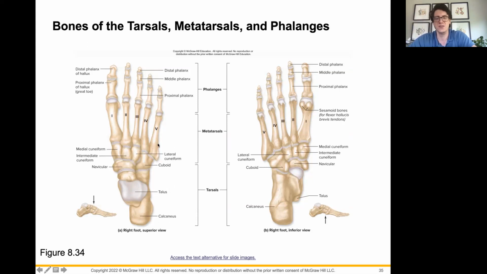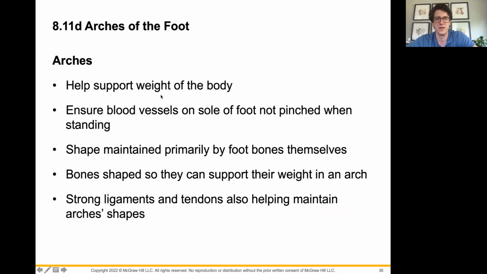Then we get into the bones of the foot. This is our metatarsals. Then we get into the bones of the digits. Once again, we have our phalanges. So we have proximal and distal phalanges, and we have middle phalanges in here too. Those middle phalanges and distal phalanges in your toes are particularly tiny.